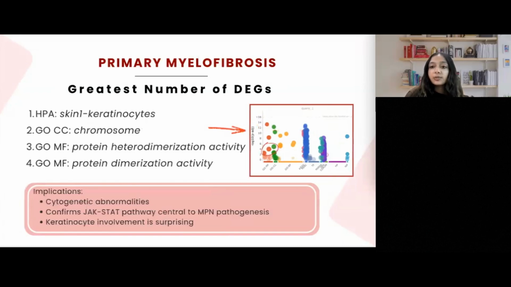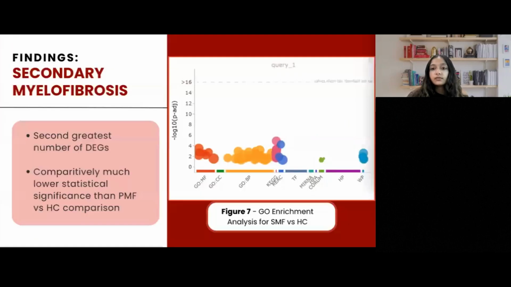Next, we will look at the largest bubbles on the plot, which represent categories with the greatest number of enriched genes. PMF showed a high enrichment of genes linked to cytogenetic abnormalities, protein dimerization, and protein heterodimerization, processes that are central to JAK-STAT signaling. Interestingly, keratinocyte-related genes were also enriched, which suggests a possible link to fibrosis, mechanisms observed in other tissues like skin fibrosis.